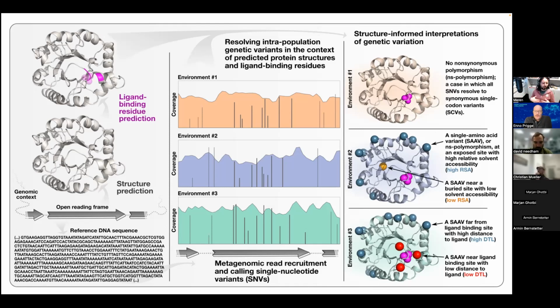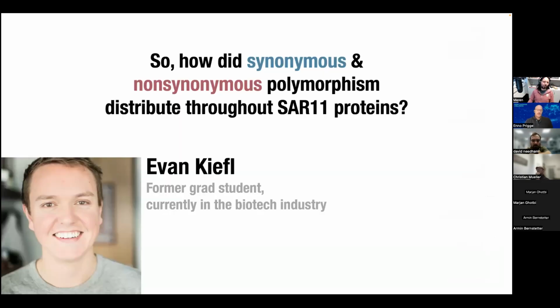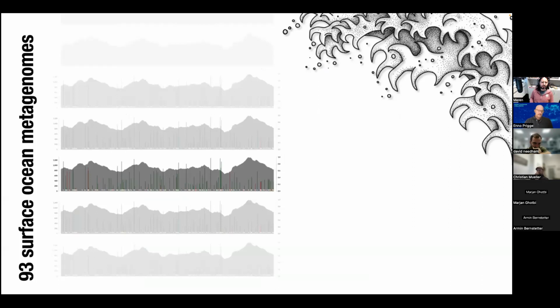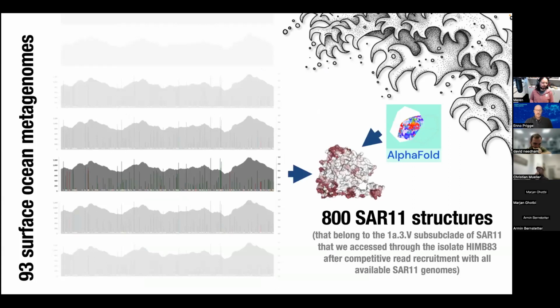So biochemists knew this forever, that solvent accessible parts of proteins are more likely to accumulate variants, but we have not been able to include that in our thinking very much because the sequence space would not enable us to recognize those kinds of features of proteins. So then we asked, with Evan Kiefel, how do synonymous and non-synonymous polymorphisms distribute through SAR11 proteins? And Özcan joined the effort, a former programmer in my group. And then what we did, we took all the metagenomes, all the variants, and we predicted 800 SAR11 structures and overlaid them on these structures.